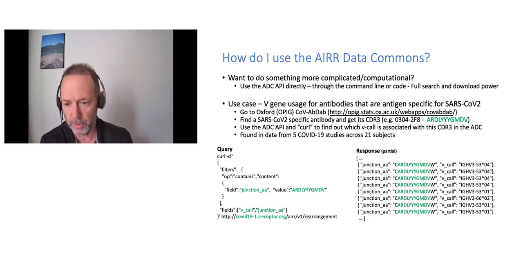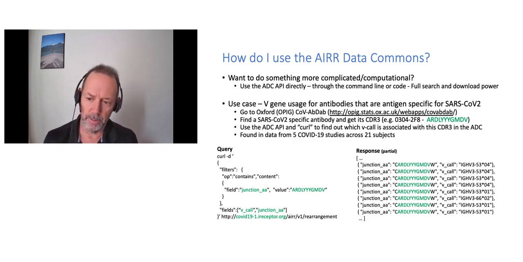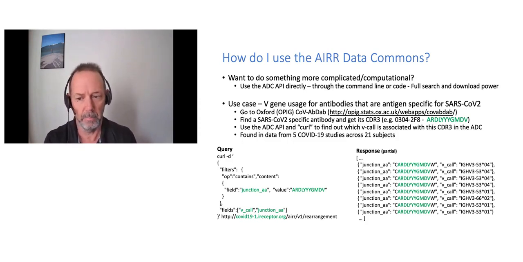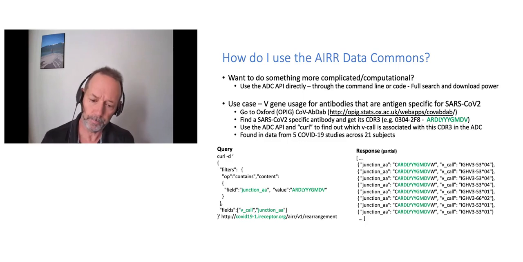So this is a SARS-CoV-2 antibody specific CDR3. And if you'll recall, Felix was talking about how IGHV353 is a gene that's been known to be prominent. And sure enough, we see a pretty high representation of IGHV353 with this search for this CDR3 from this specific antibody. So that's a pretty powerful query to do with just a couple of commands.